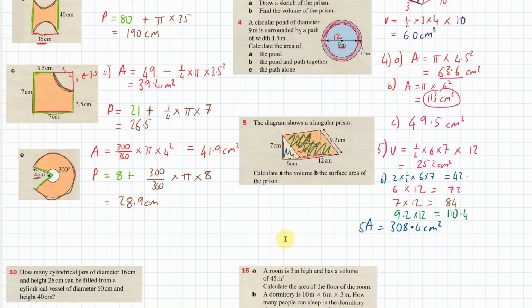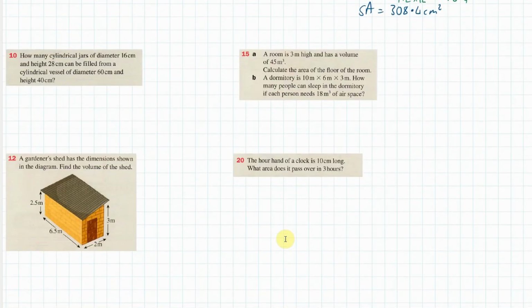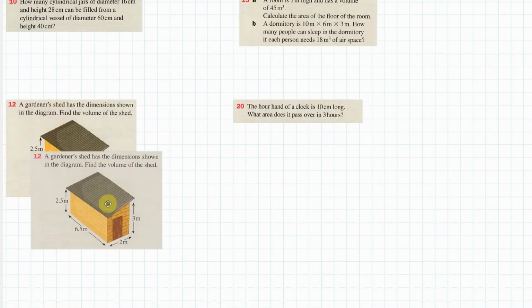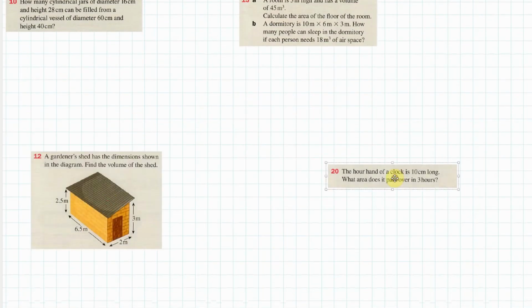Okay, let's move on. We've got a few more questions to do. Give ourselves a bit of room for each of these. Okay, number 10. What do we need to do? We've got some cylindrical jars. They've got a diameter 16, height of 28, and they can be filled from a cylindrical vessel, diameter 16, height. Okay, so we want to find the volume of the jars.